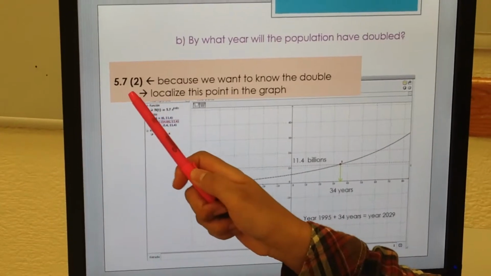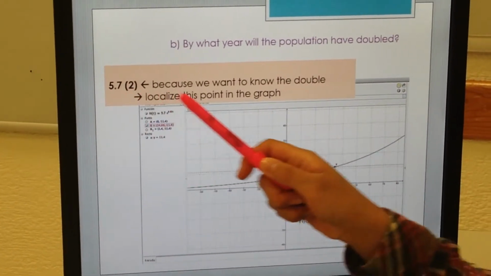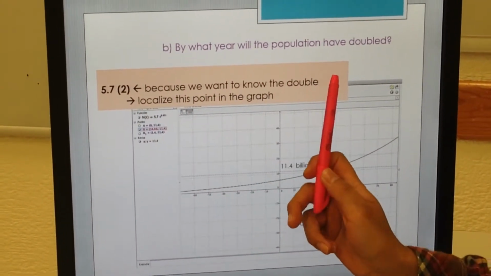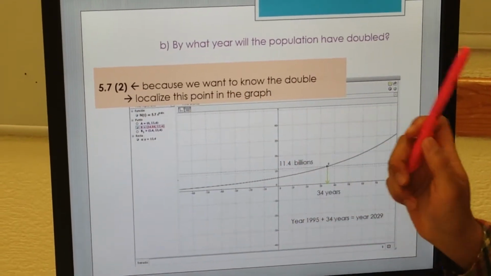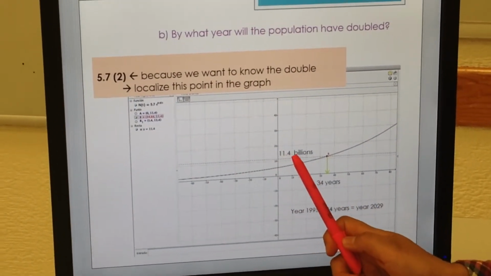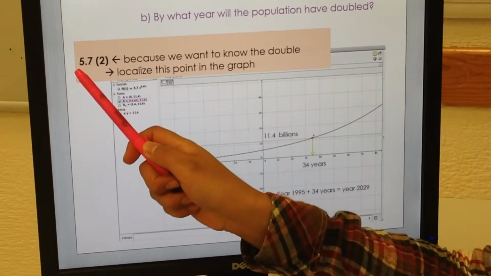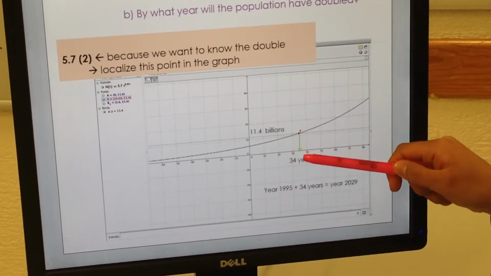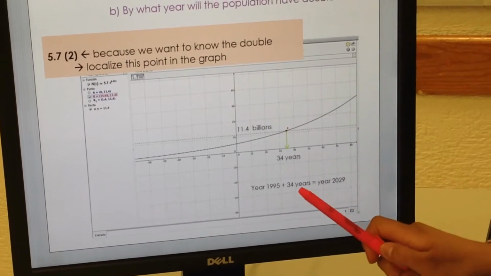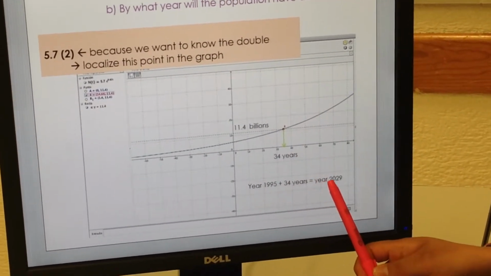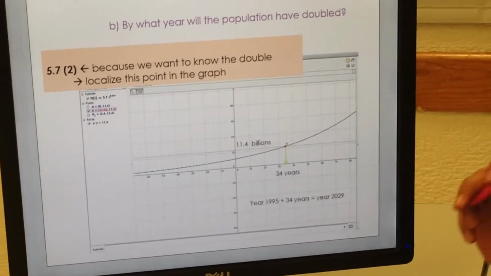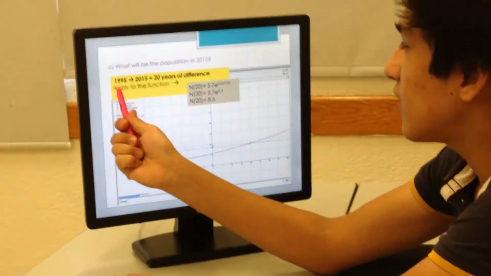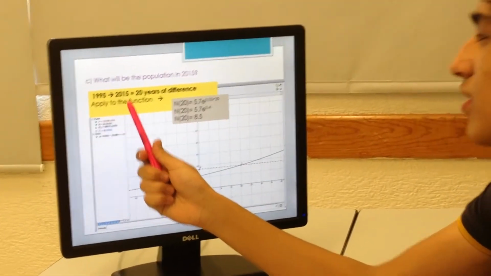The second question says, by what year will the population have doubled? If we know that 5.7 is the starting population, we have to multiply by 2 to know the double, and then we have to locate this point on the graph. Here is 11.4 billion, that is the double of 5.7, and here's the line. On the graph, it says that after 34 years, the population will be double, and this is by the year 2029.